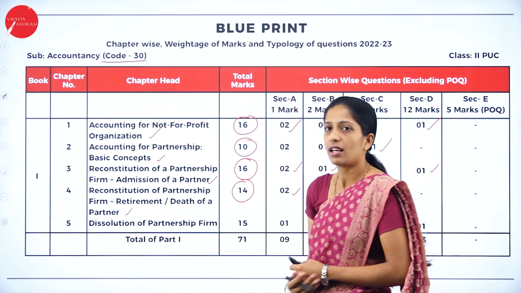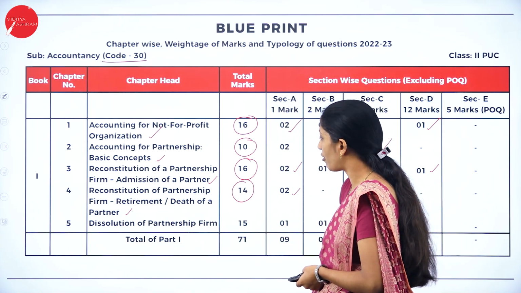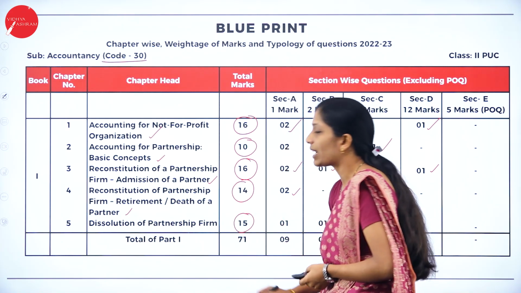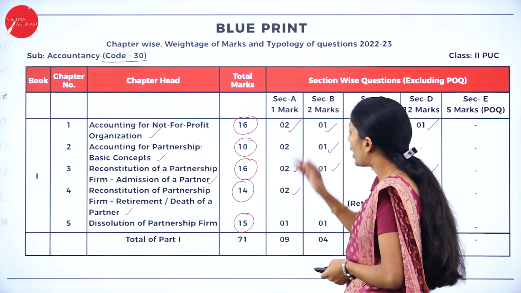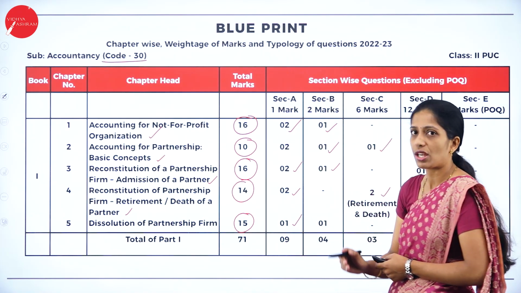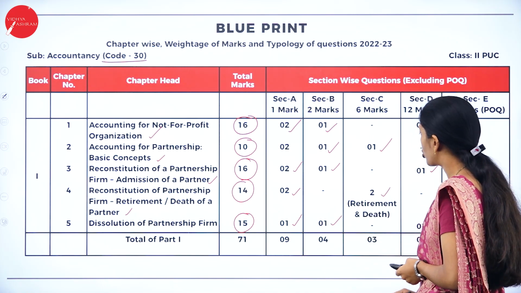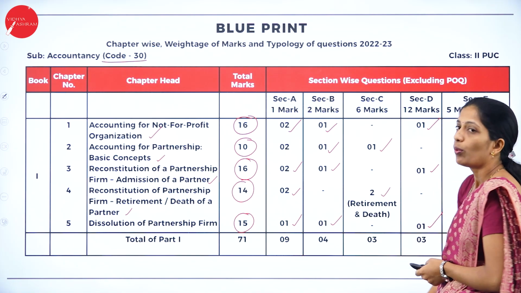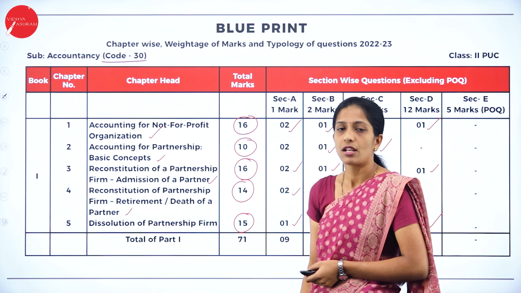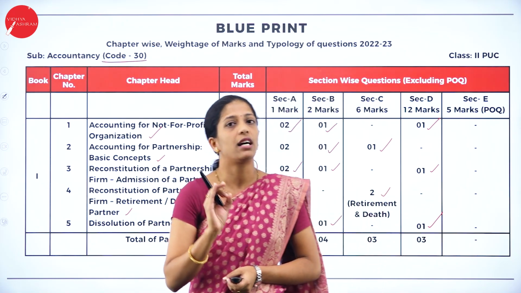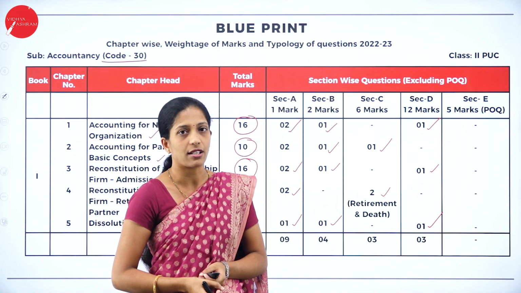Next, the last chapter under Book 1, that is Dissolution of Partnership Firm. The total weightage is 15 marks, where you get one 1-mark question, one 2-mark question, as well as one question of 12 marks. So normally you will 100% get a question from Dissolution of Partnership Firm.